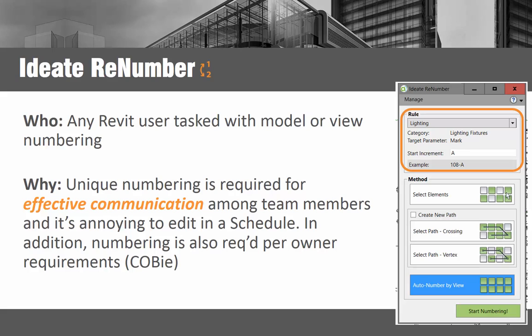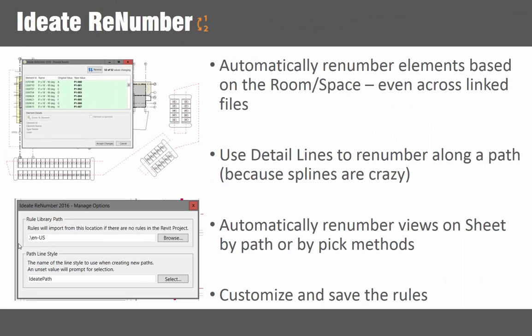The Revit team is likely to be spending time on a variety of tedious numbering tasks throughout the project. Examples may include doors, rooms, equipment, and don't forget the sheet detail numbers. Liberate yourself from tedium and improve project coordination with Ideate ReNumber. Ideate ReNumber has easy-to-use pre-built rules for renumbering common elements, but it also allows for complete customization.